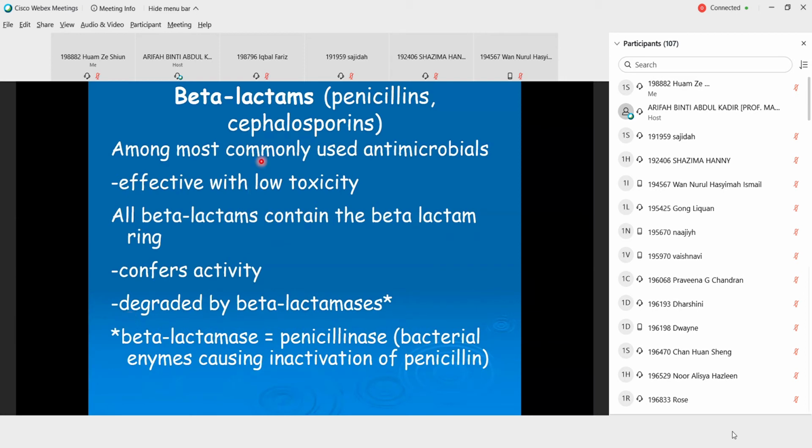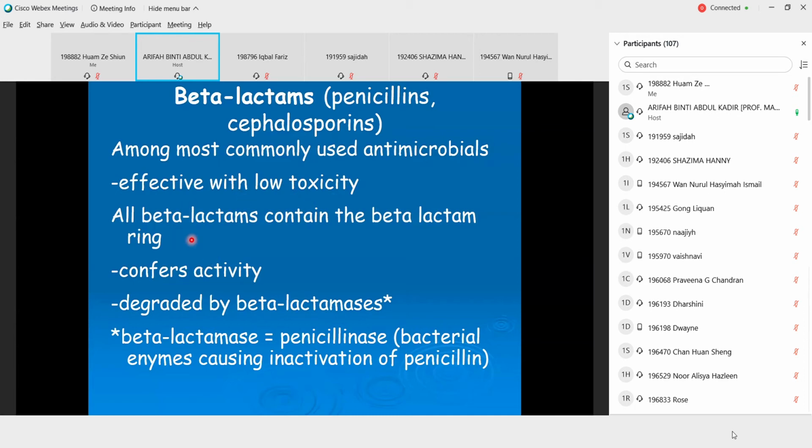The beta-lactams that I will discuss today are the penicillins and cephalosporins. These are among the most commonly used antimicrobials, very effective with low toxicity.